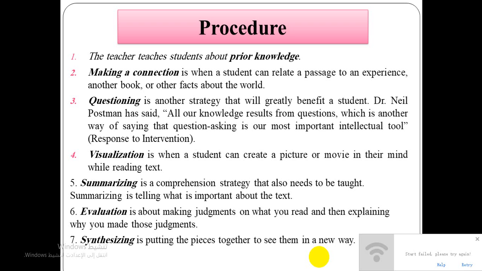The second procedure is making a connection, which is when a student can relate a passage to an experience, another book, or other facts about the world. In this procedure, making connections will help students understand what the author's purpose is and what the story is about. The teacher can use connections with any fiction or non-fiction text that the students read. The third procedure is questioning. Questioning is another strategy that will greatly benefit a student.